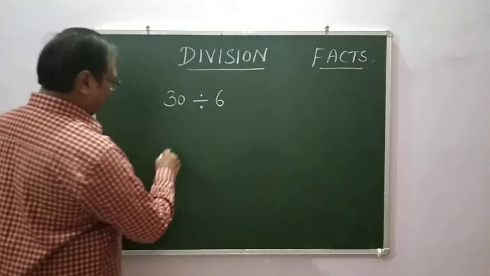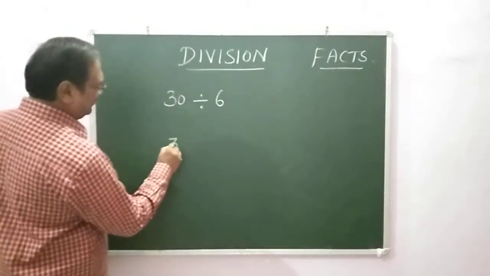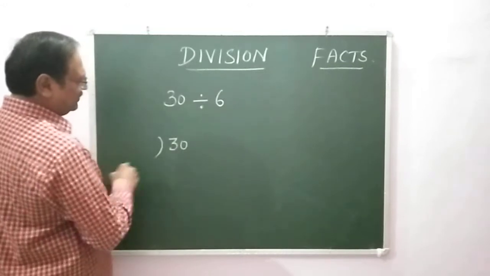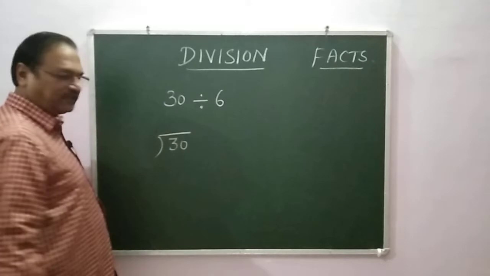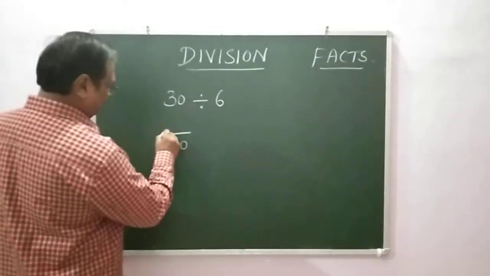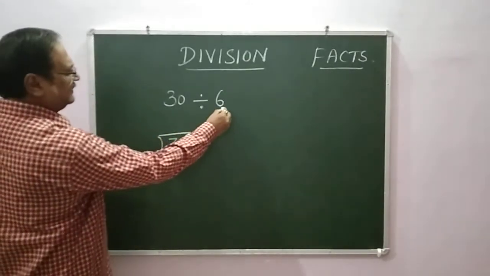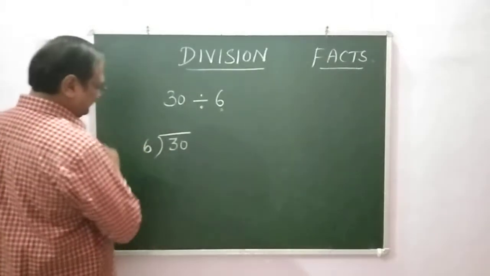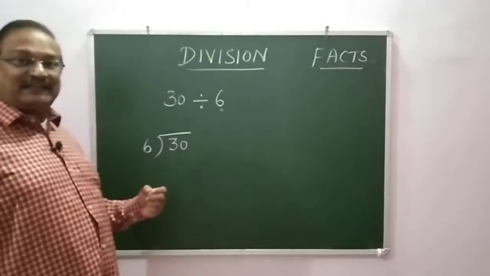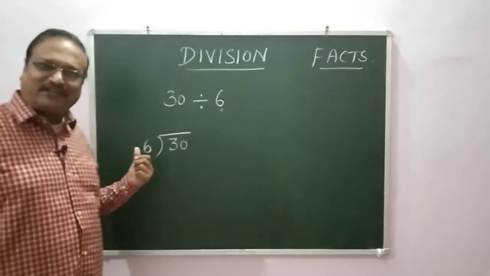How can I do it? I can write 30 here like this. Put a curve like this, and then put a straight line up. A curve and a straight line. Now this is the number which I am going to use to divide. That is 6.